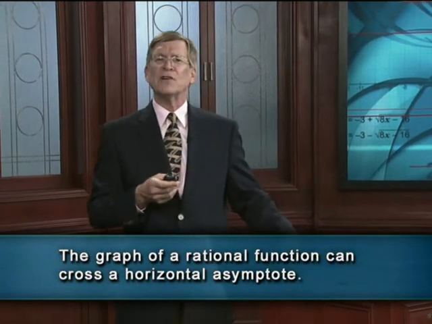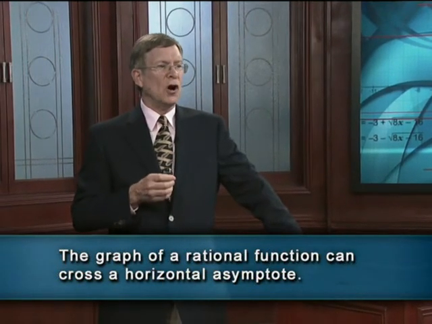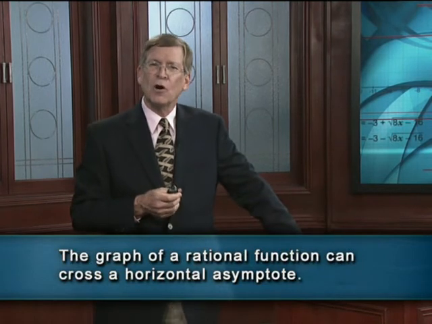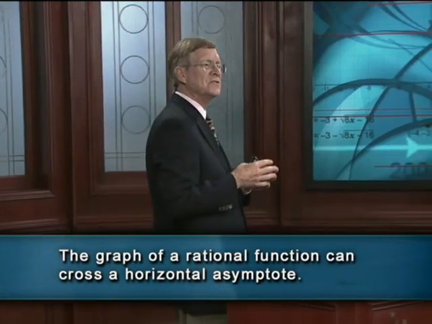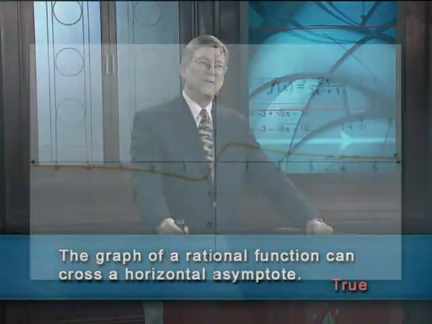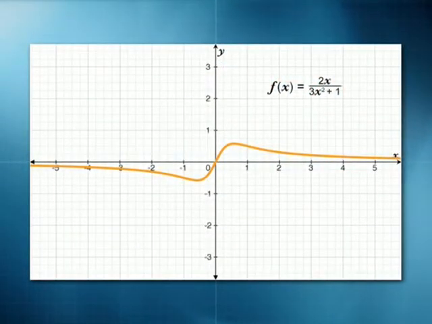A third question. The graph of a rational function can cross a horizontal asymptote. Can you cross your horizontal asymptote? And the answer is true. In fact, if you look at that previous example, 2x over 3x squared plus 1, you'll see that it crosses the horizontal asymptote at the origin.